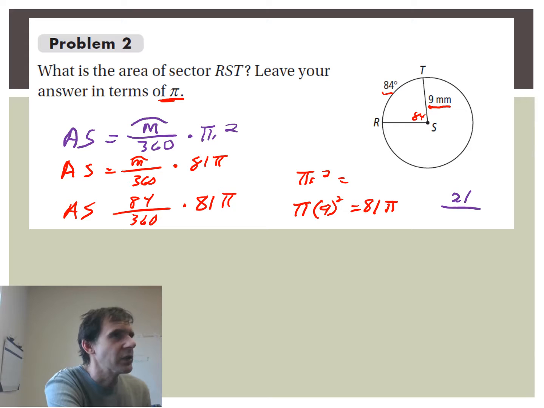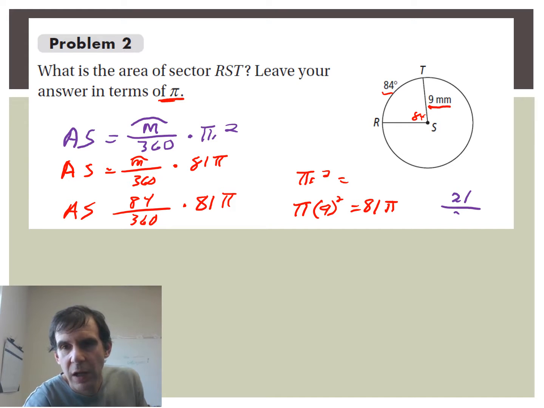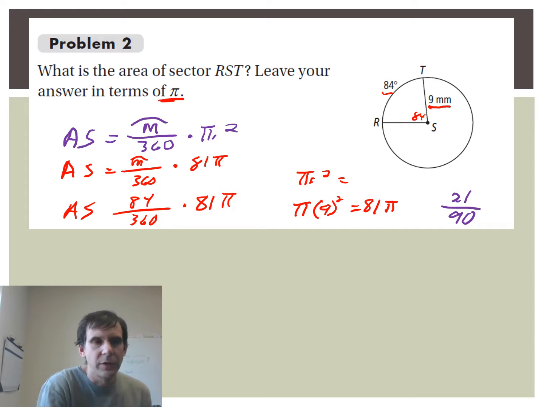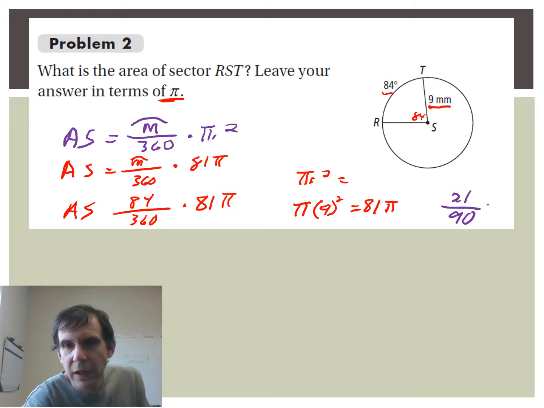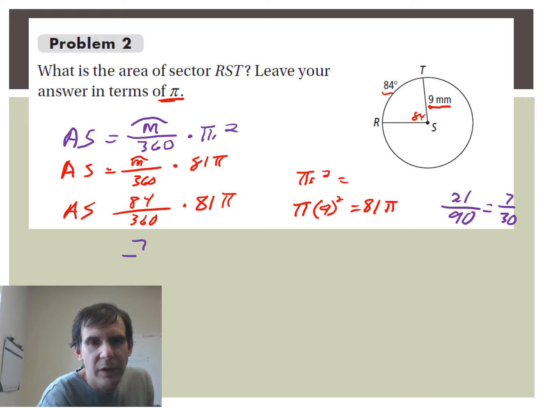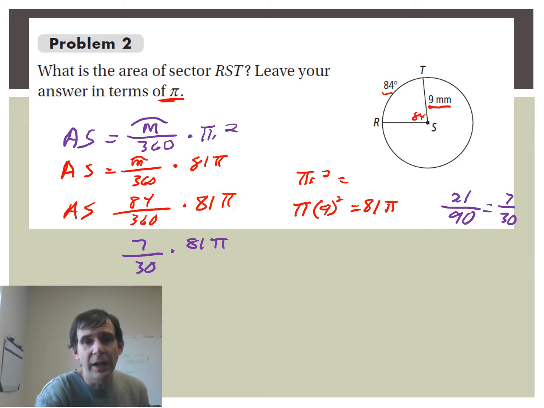Let me make sure I get these right, so I'm going to go ahead and use a calculator. 360 divided by 4, well, that's 90. So I can go further, right, because those are both divisible by 3. 3 goes into 21 7 times, and 3 goes into 90 30 times. So 7 over 30 times 81 pi. Now I can continue because I can reduce 81 and 30, right? They're both divisible by 3.